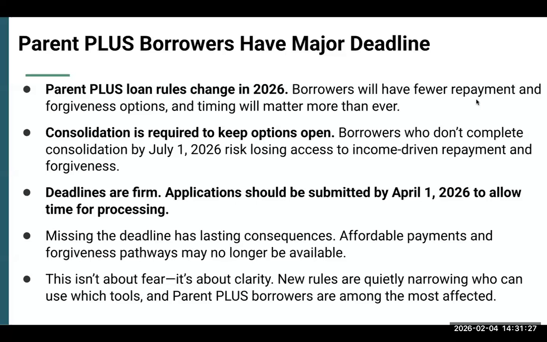Borrowers who don't complete consolidation by July 1st risk losing access to IDR plans and forgiveness. So if you have Parent Plus loans and you want to keep your options open for forgiveness, you need to make sure that they're consolidated by July 1st. That being said, we recommend that the consolidation applications are submitted by April 1st to give Federal Student Aid enough time to actually process them by July 1st. Missing the deadline has consequences. Affordable payments and forgiveness pathways may no longer be available.